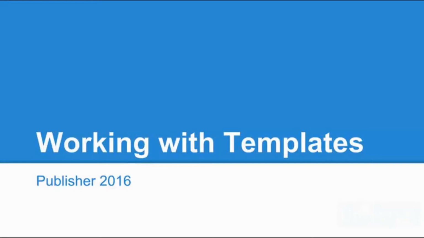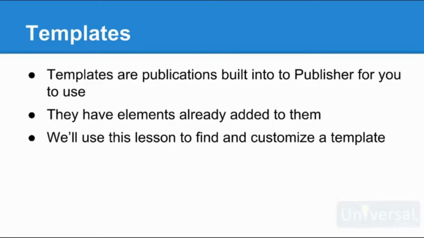Working with templates. Templates are simply publications built into Publisher 2016 for you to use. These templates already have design elements added to them, such as colour schemes, backgrounds, graphics, images, and even areas for text. When you select a template, it's nearly ready to use. All you have to do is customize it to make it your own.